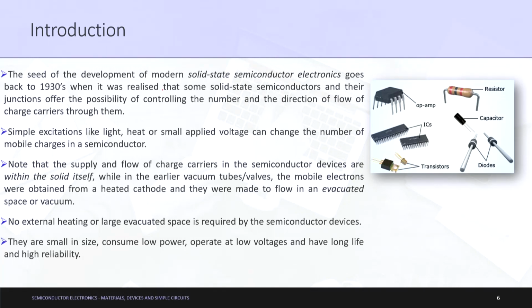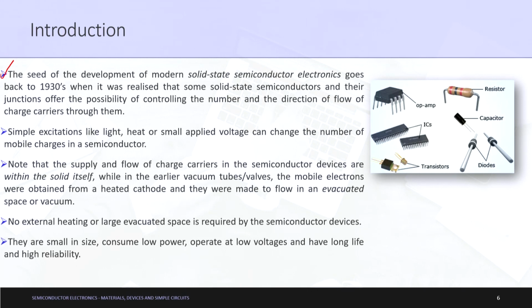So, the seed of the development of modern solid state semiconductor electronics goes back to the 1930s, when it was realized that some solid state semiconductors and their junctions offer the possibility of controlling the number and the direction of flow of charge carriers through them. Just trying to explain this line much more clearly: we are trying to upgrade our semiconductor devices such that we can find devices which can control the number of electrons going from point A to point B, and also control the direction of flow of these electrons, from point A to point B or point B to point A. Only this thing has been explained here.